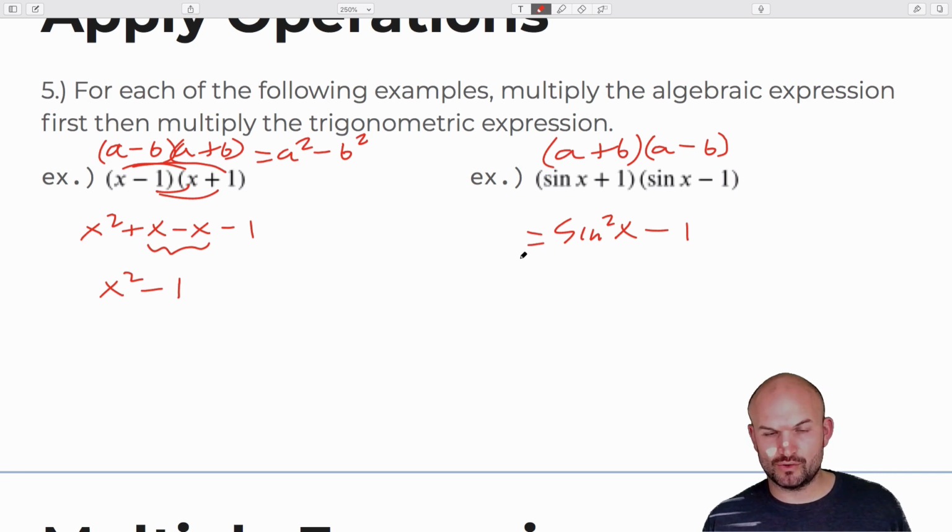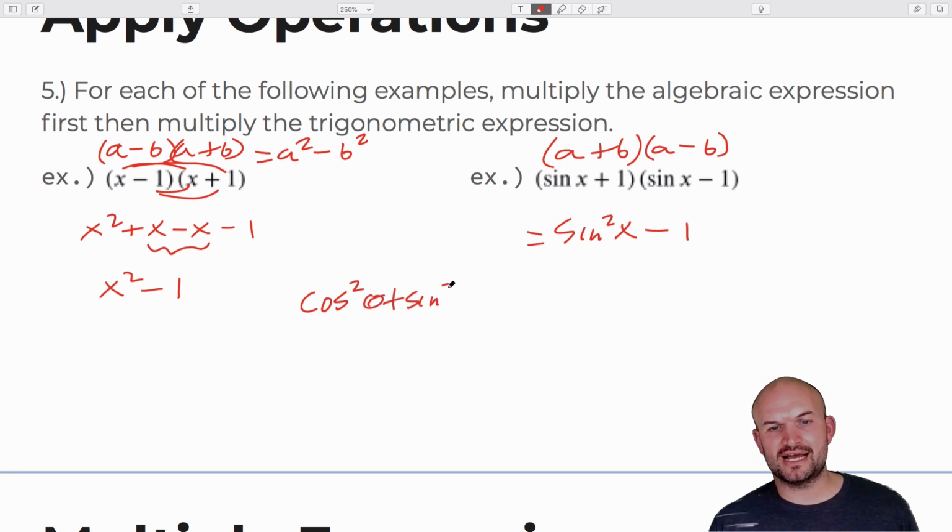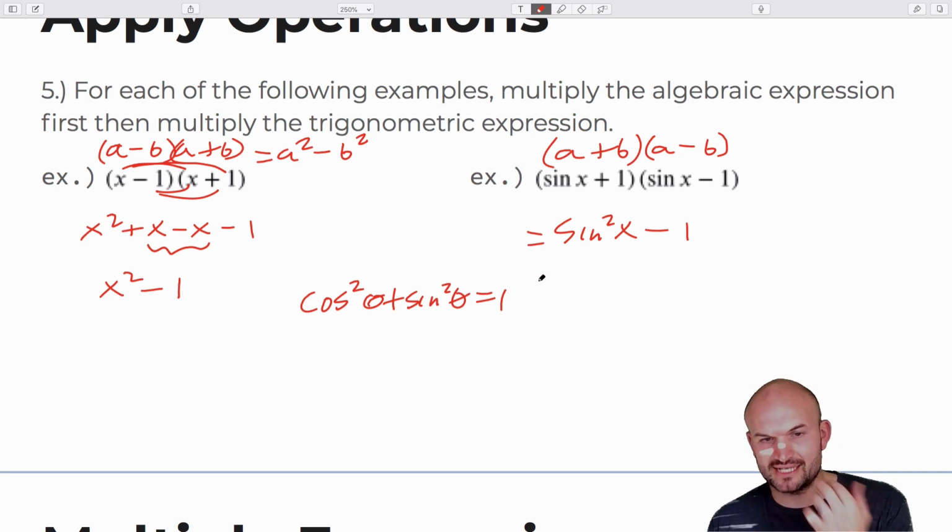Then you could also see that based on our Pythagorean identities, this is actually going to equal our cosine squared of theta. But it's not exactly as you would think. So let's go back to our identity. Cosine squared of theta plus sine squared of theta equals 1. Now, if I wanted to get sine squared of x, in this case we have x instead of theta, but if I wanted to get sine squared of x minus 1, I need to subtract a 1, right?